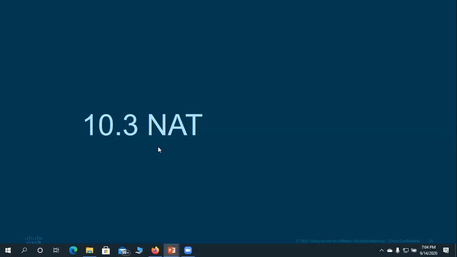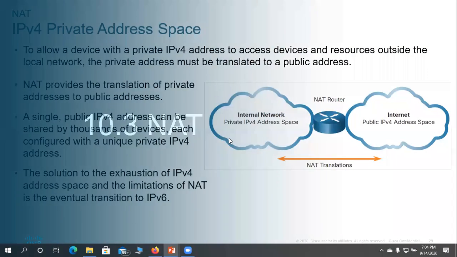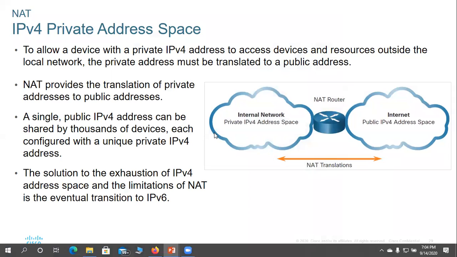NAT. So this is network address translation. The idea here is that we were running out of IPv4 addresses. Therefore, they came up with private addresses. These private addresses can be used by a number of organizations, the same addresses. But you can't use the very same addresses to connect to the internet.